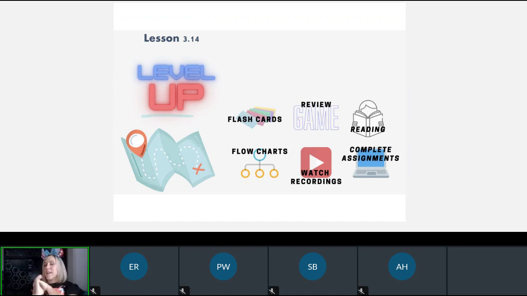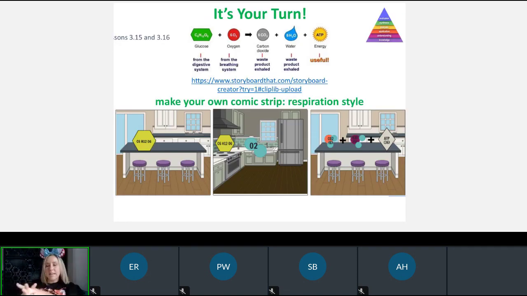So, what are you doing today? I want to say today is less of a choice. Today is for you to work on those comic strips. That is what your next step is today.